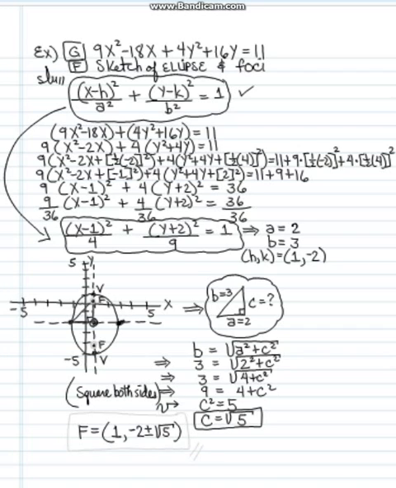So there are 2 points, one with the plus sign and one with the minus sign. The one with the plus sign is the one on top. The one with the minus sign is the one on the bottom.